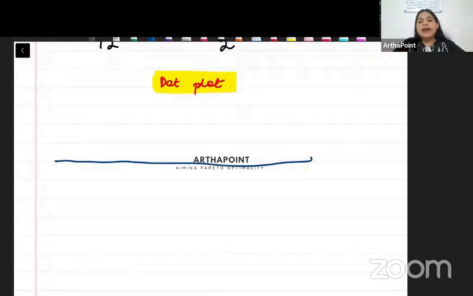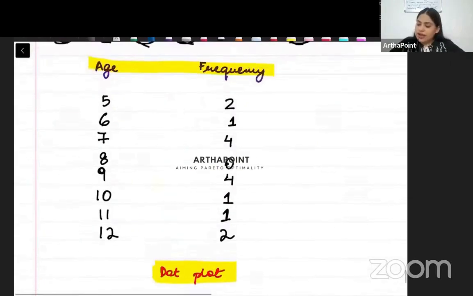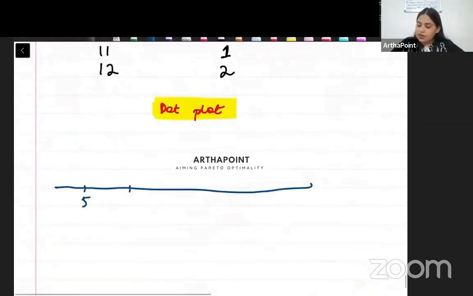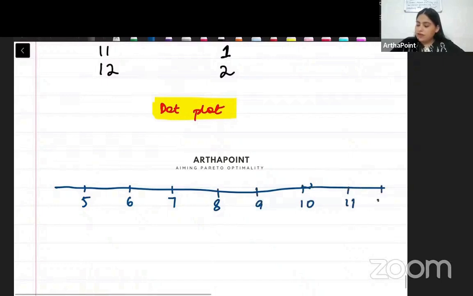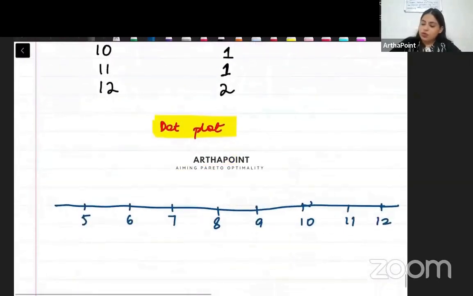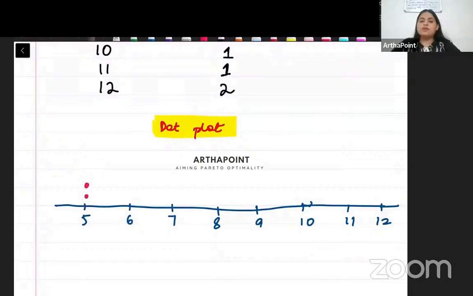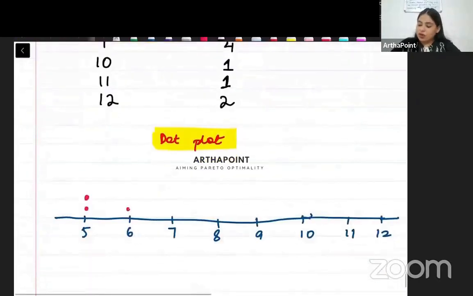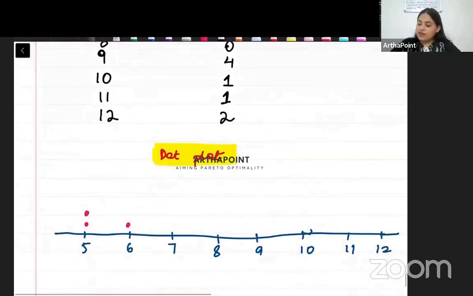So let's say I am again going to write these only, beta. So I have 5, 6, 7, 8, 9, 10, 11, and 12. Now with 5, I have 2. So I will write 2 dots. 1, just leave a gap also here. 1 and 2. With 6, I have 1 dot. So 1. With 7, I have 4 dots. So 1, 2, 3, and 4.